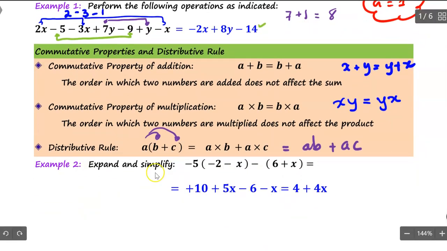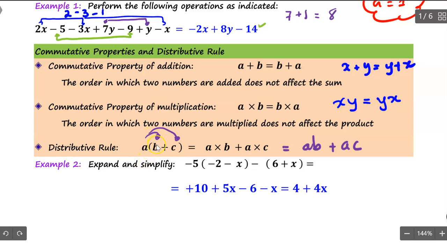Expand and simplify. Or I can say distribute the term. Distribute is the verb. So I can distribute this by taking the number at the front of this bracket, or the term in front of the brackets.